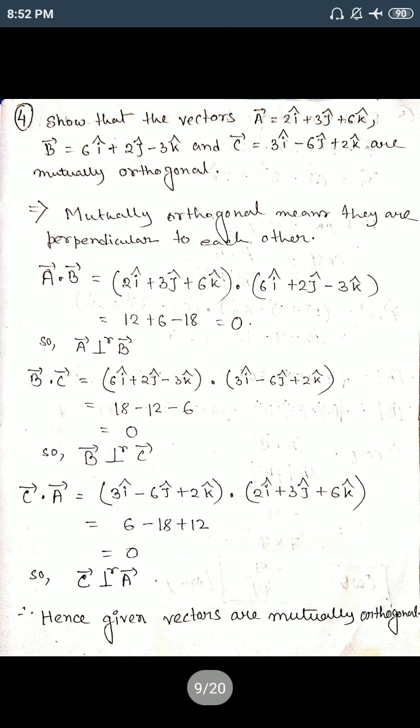Fourth number, here three vectors are given. We prove that they are mutually orthogonal. Mutually orthogonal means they are perpendicular to each other, and perpendicular means the dot product between the two vectors will be 0. So first we find A dot B. If it is 0, then we can say that A is perpendicular to B. Second step, B dot C, we get 0, so B is perpendicular to C.